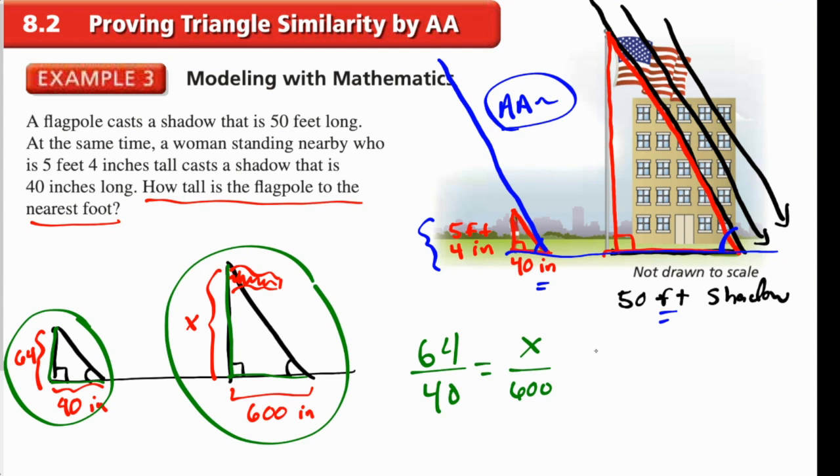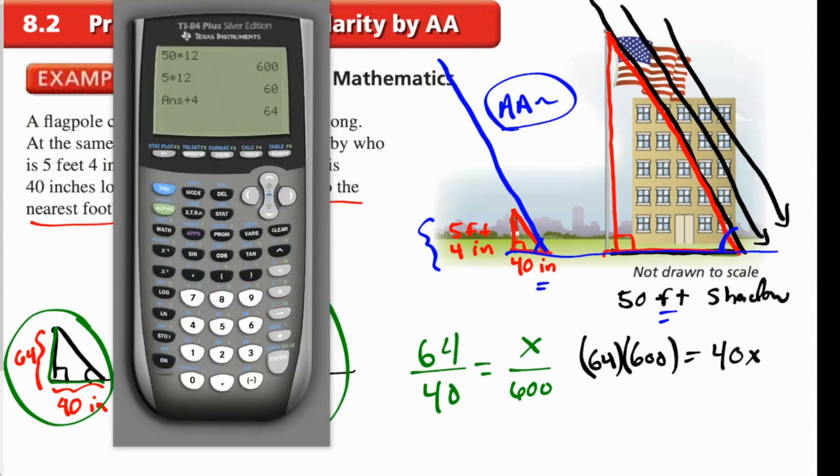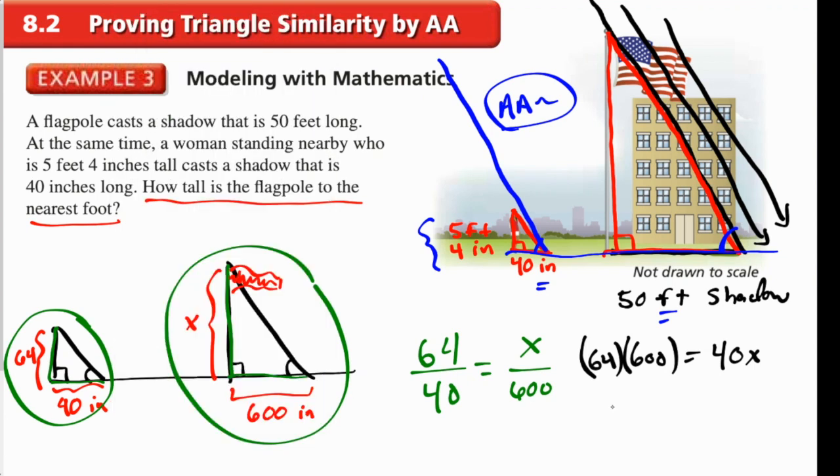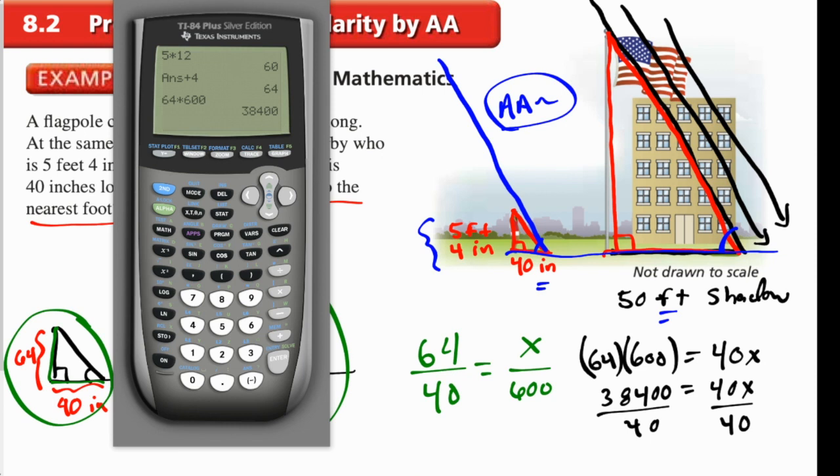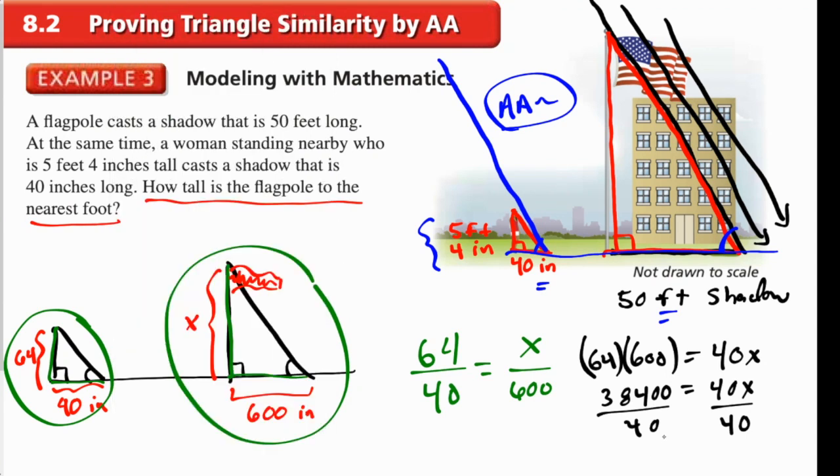We cross multiply. So it's 64 times 600 equals 40 times x. So 64 times 600 equals 38,400 equals 40x. Now we're going to divide both sides by 40. Divided by 40 equals 960 is equal to x. And remember, this is in inches, but that's not what the problem asked for.